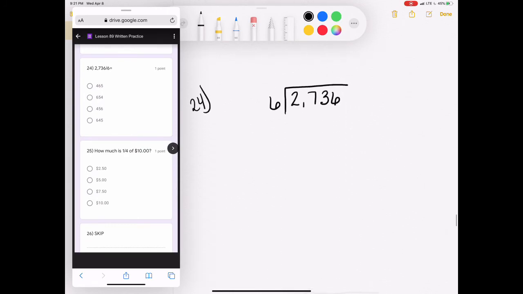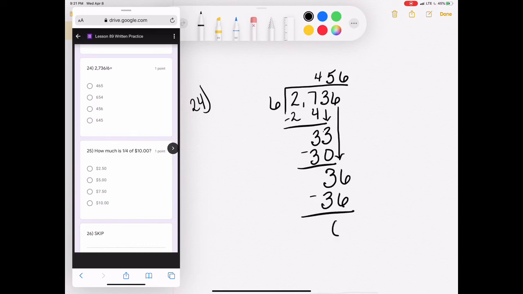24. How many 6s are in 2,736? 6 times 4 is 24. Leaves us with 3. Bring down your 3. How many 6s are in 33? That would be 5 times 6 is 30. 3 left over. Bring down your 6. 6 times 6 is 36. No remainder. Number 24 is 456.